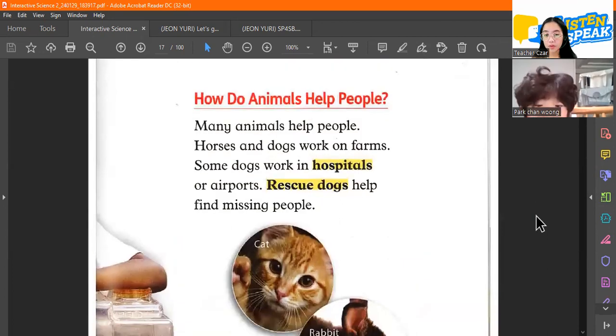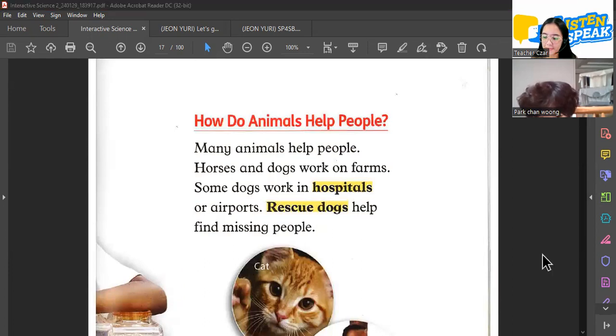So how do animals help people? And rabbit too. Yes, rabbit. Good job. Now, how about mice? Yes, but it's kind of weird. Okay, what's that? And this too. A beetle? Yeah. Okay, and what is this one? Stag beetle. Yeah.